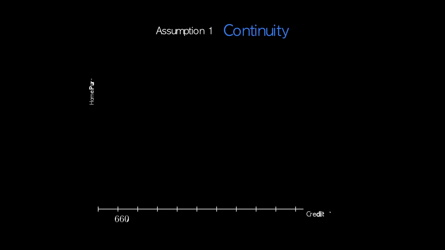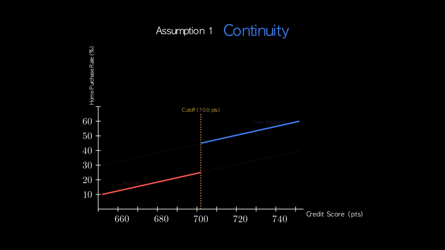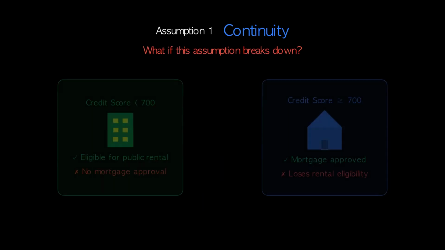The first is the continuity assumption. Both the expected home purchase rate without the loan and the expected rate with it must vary smoothly near the cutoff. No sudden jumps. If this holds, any sharp discontinuity in outcomes near the cutoff can only be attributed to the loan approval. What happens if this assumption breaks down?